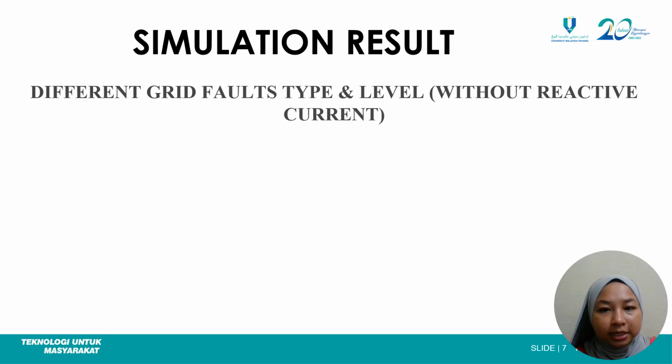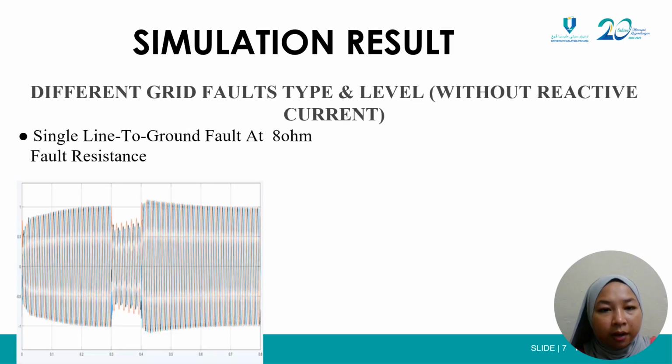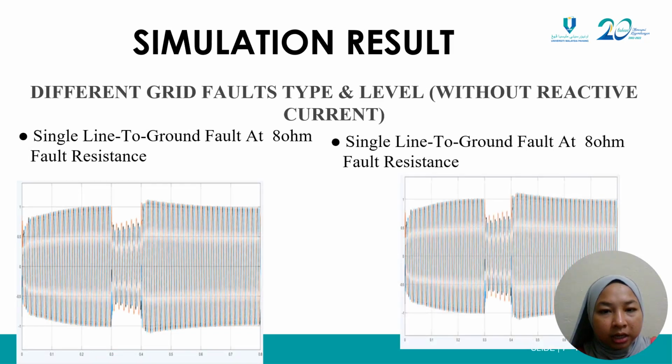This is without reactive current, but for the single phase line to ground fault at 8 ohm and 5 ohm resistance, the voltage drops from 1 per unit to 0.7 per unit for both conditions.